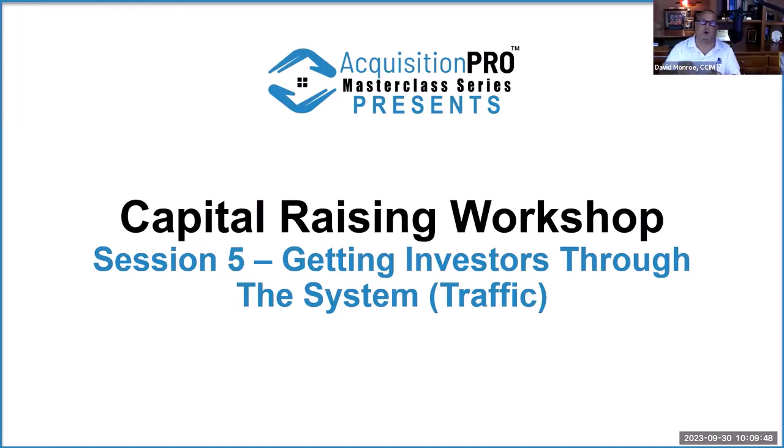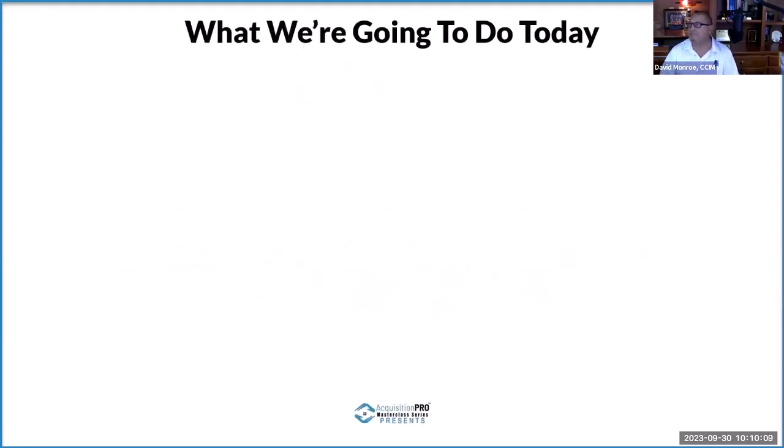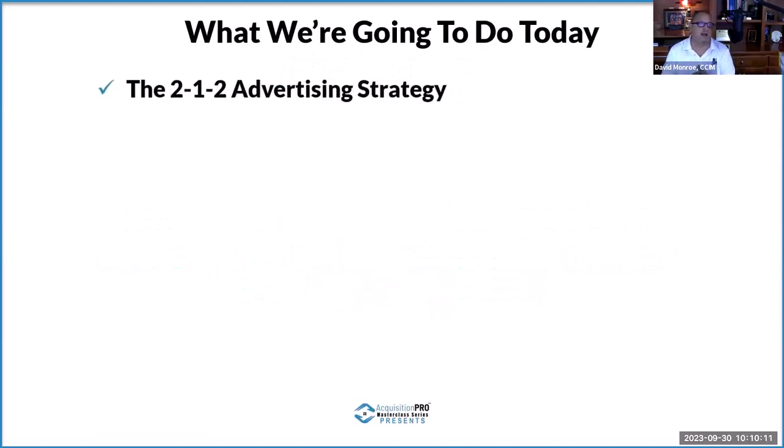I'm going to go over an overall strategy first, and then we'll talk about the conversion strategy for actually finding investors and getting them into your marketing network so that you can start to build that relationship with them. So now that I've given that all away, let's talk about the agenda for today. We're going to talk about the 2-1-2 advertising strategy, and I'll explain what that is in a minute. I did not create this strategy.